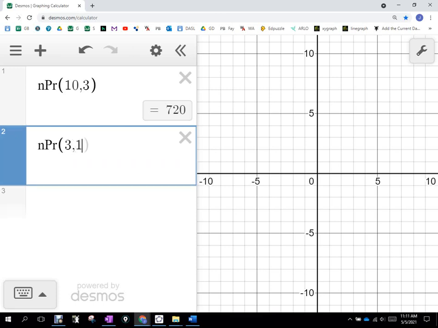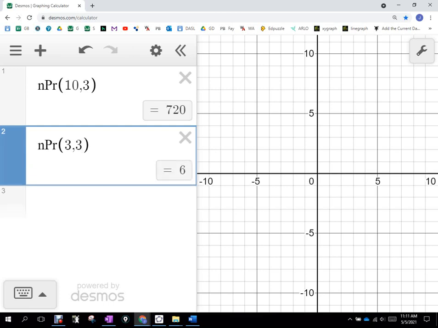So if I messed it up, if we go 3, 10, it gives me 0. Think about that: if I have three people and I want to choose 10 of them, how many different ways can I do that? Can't do it, so 0 ways. That's why it's giving you 0 there, and that might be the visual that tells you these two things are probably backwards.